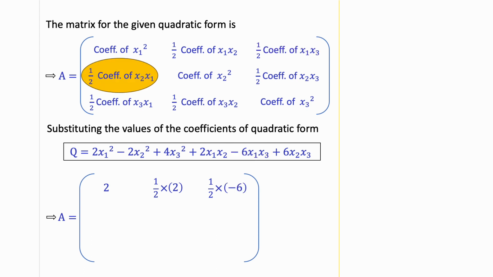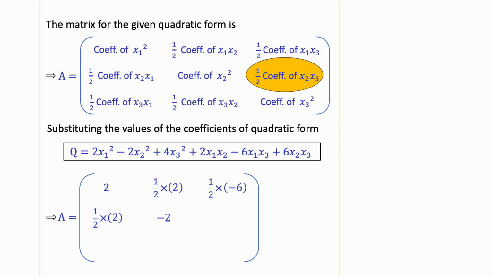Now let us see the second row. The first element is half of coefficient of x2, x1, that is half into coefficient of x2, x1 is plus 2. Enter plus 2 here. So it is half into 2. The second element is coefficient of x2 square. The coefficient of x2 square is minus 2. So enter minus 2 here.